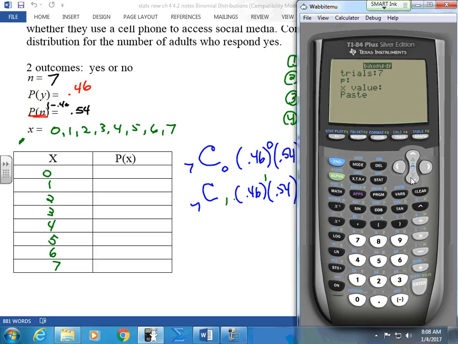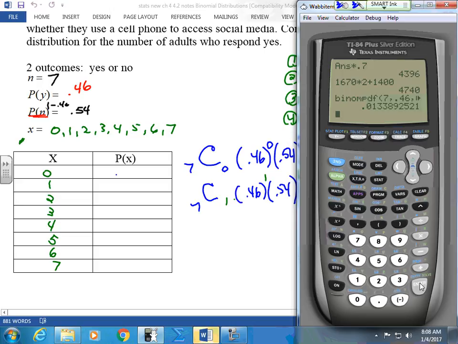My probability of success, we always measure success. And I'm going to start X at 0, and I'm going to paste. Now, once you get this to 3 decimal places, make sure you round. All you have to do to this one is second enter and change that 0 to 1. Then go back and change it to 2. Then go back and change it to 3.